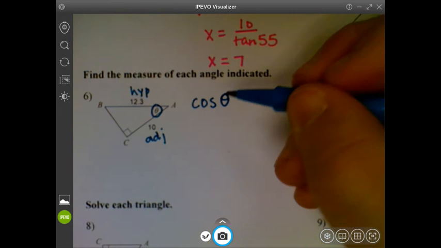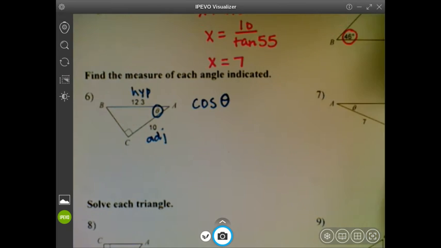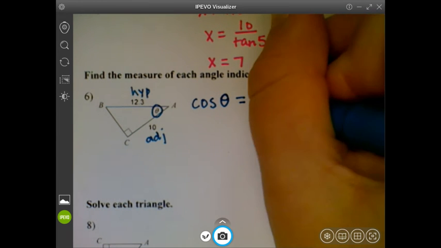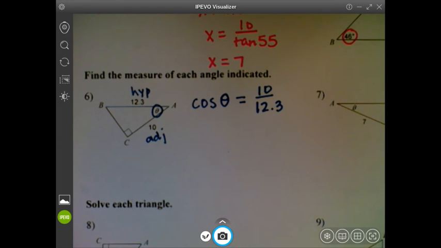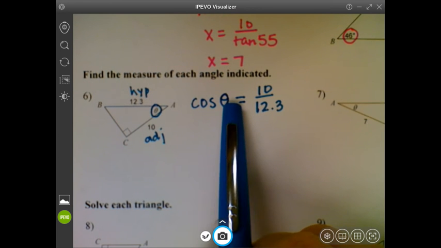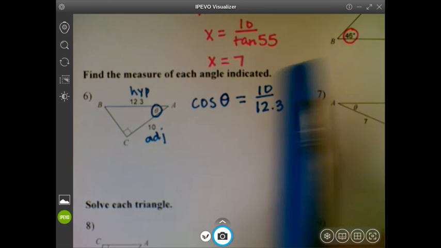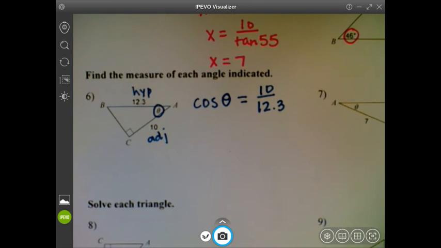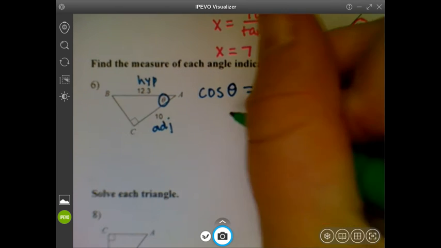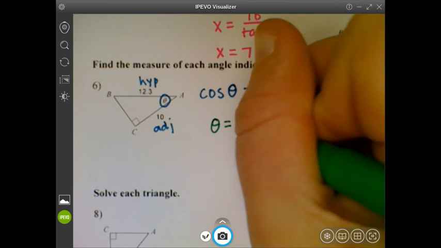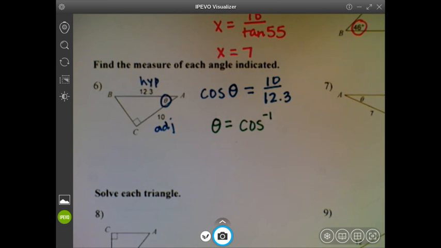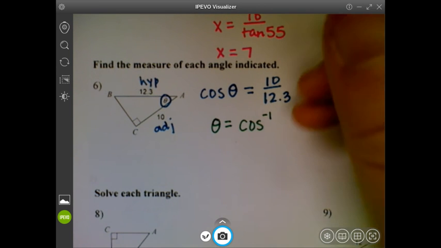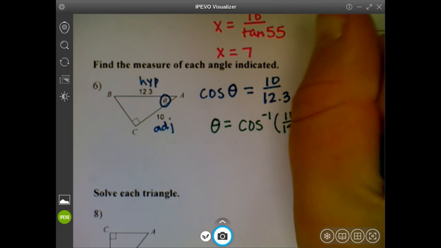So cosine of the angle. Remember, you always have to have cosine of an angle, cosine of something, right? That relationship is 10 over 12.3. And in this case, we're trying to solve for the angle here. So to get to the angle, we have to get rid of this cosine operation. You should think of cosine as like an operator, like a square root or a square or a plus or a minus. It's an operator that you have to undo. And so to undo cosine, you're going to do a cosine inverse. So theta would be equal to the cosine inverse, and the inverse we denote as the negative first power here. And we'll do cosine inverse of 10 over 12.3.